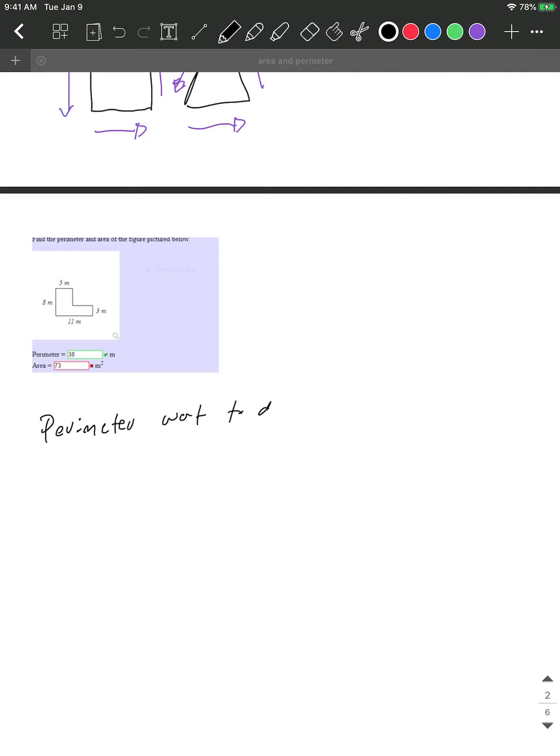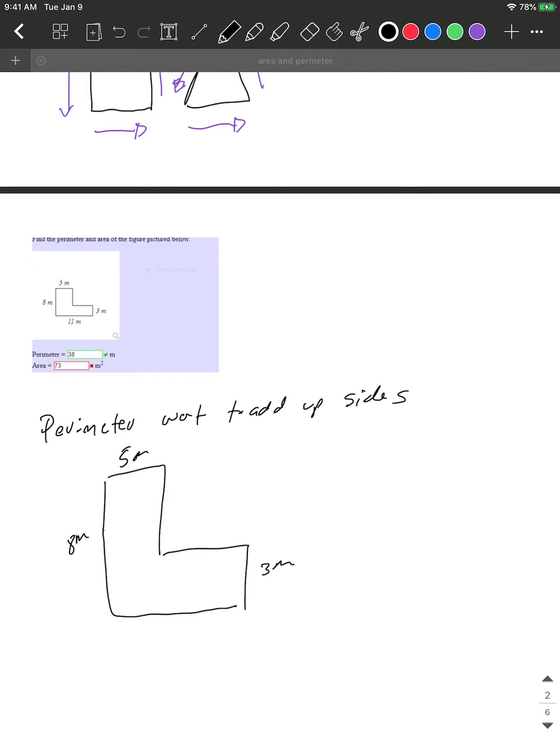You want to add up all the sides. Now, you may be thinking, oh, this may be straightforward, which hopefully you are thinking that, but in case you aren't, we can talk about the shape itself. So I'm going to draw it and label it out. So then we have 8 meters, 5 meters, 3 meters, and 11 meters.